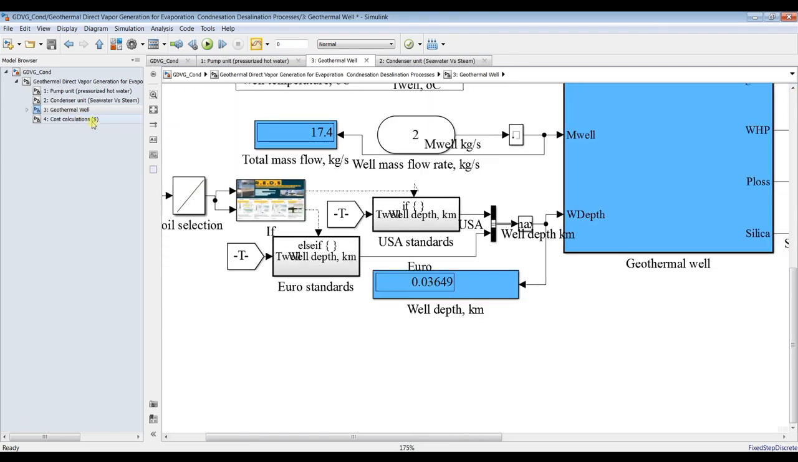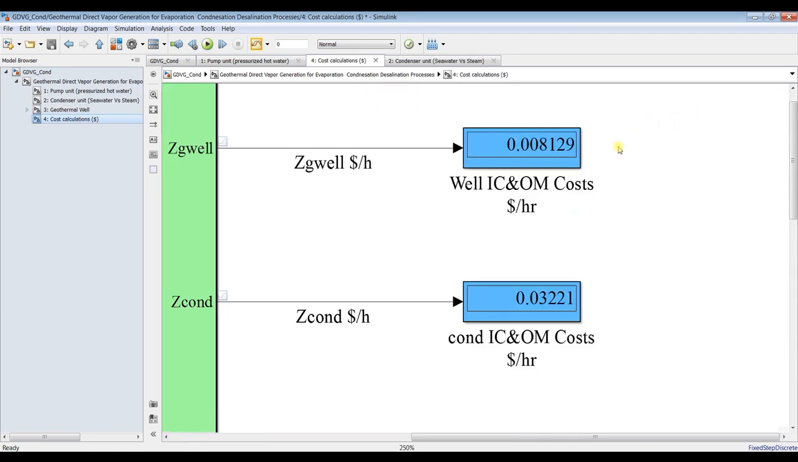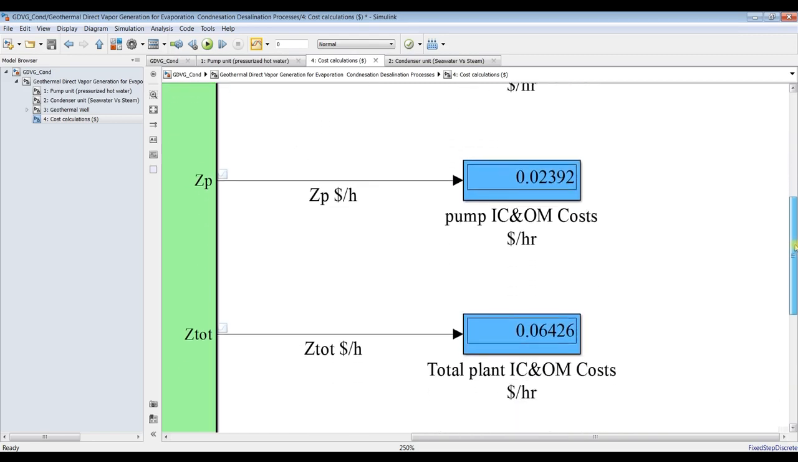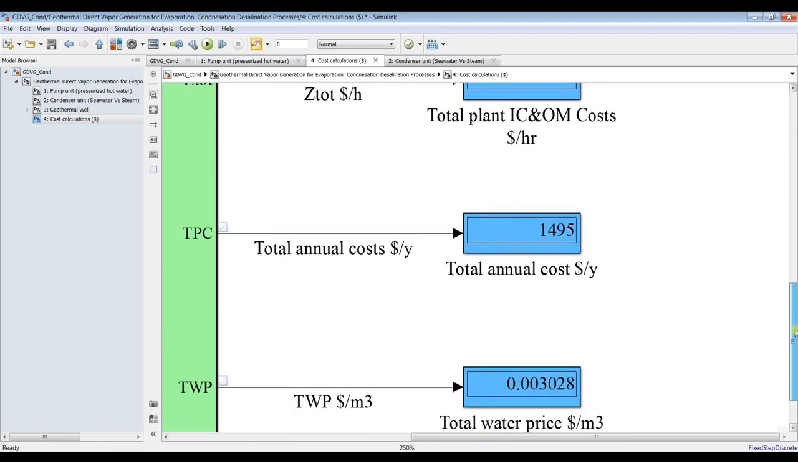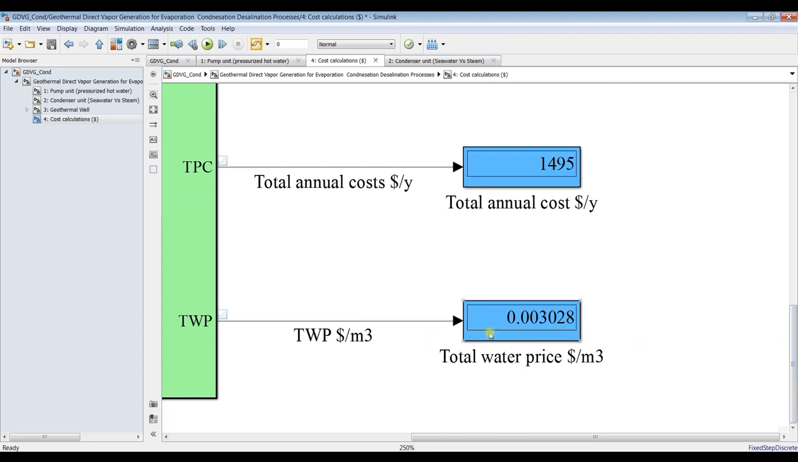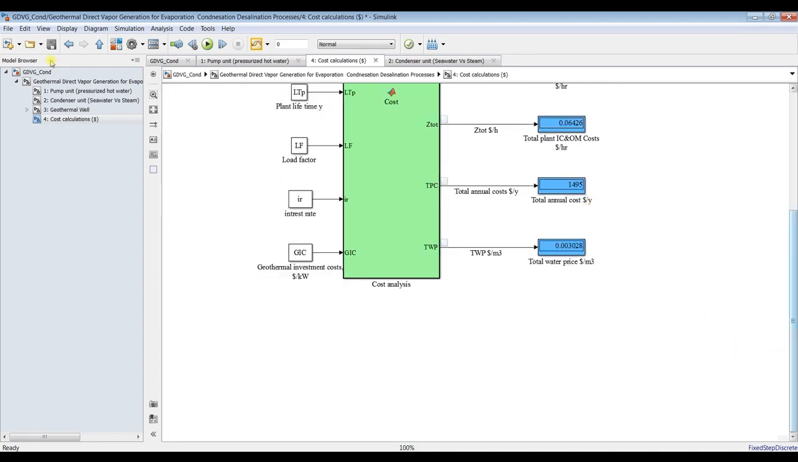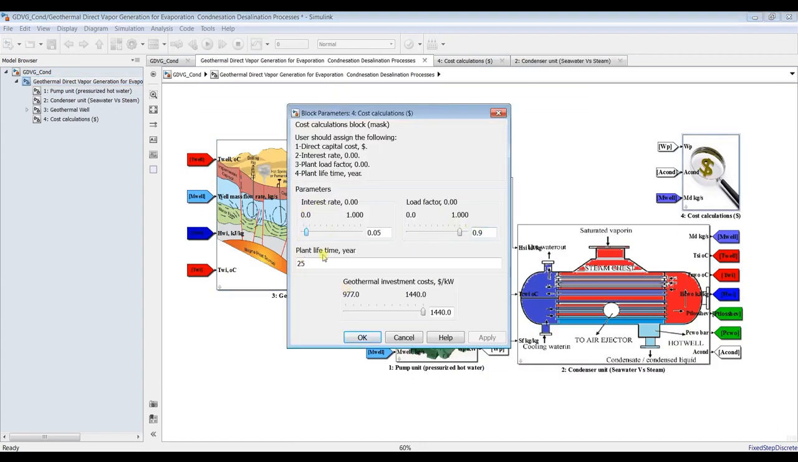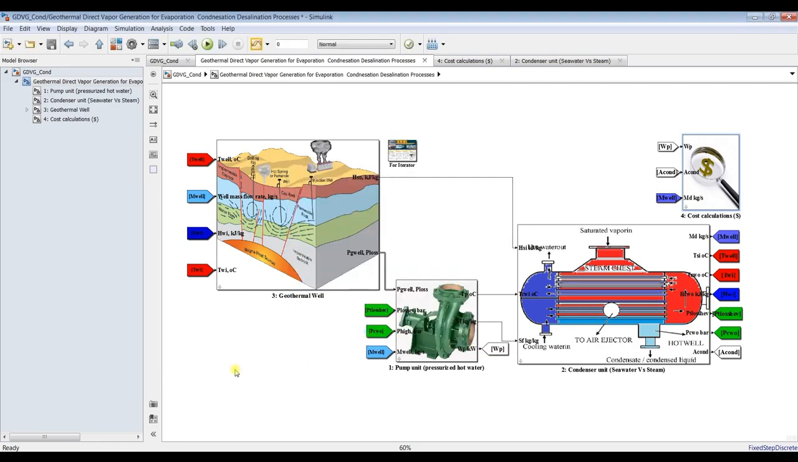For cost calculation, you can discover hourly cost for geothermal well, for condenser, for pump, for total hourly costs, total annual costs, and total water price. You can double click on your cost model and assign your plant lifetime, interest rates, load factor, and geothermal investment costs. Let it be around 1040, including digging and all stuff like this.